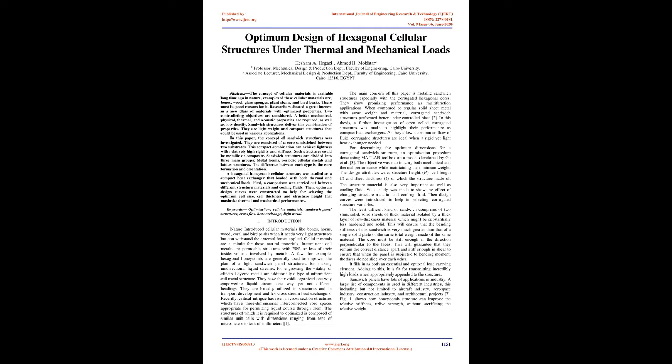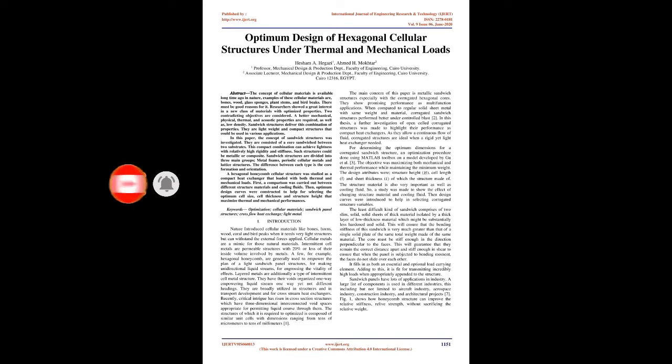A hexagonal honeycomb cellular structure was studied as a compact heat exchanger loaded with both thermal and mechanical loads. First, a comparison was carried out between different structure materials and cooling fluids. Then, optimum design curves were constructed to help select the optimum cell size, cell thickness, and structure height that maximize thermal and mechanical performances. Keywords: optimization, cellular materials, sandwich panel structures, cross-flow heat exchange, light metal.